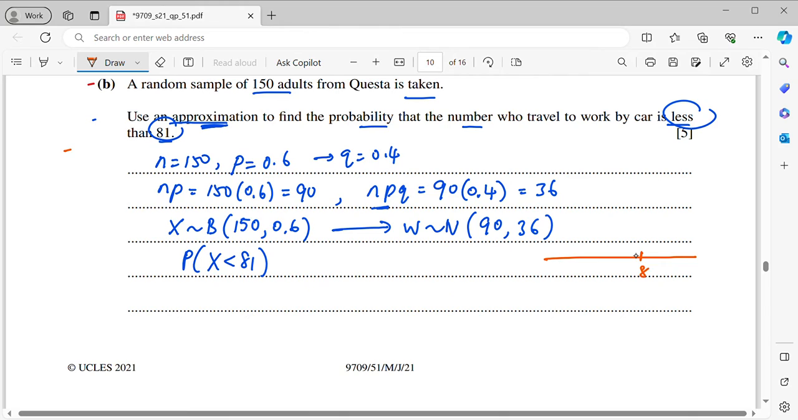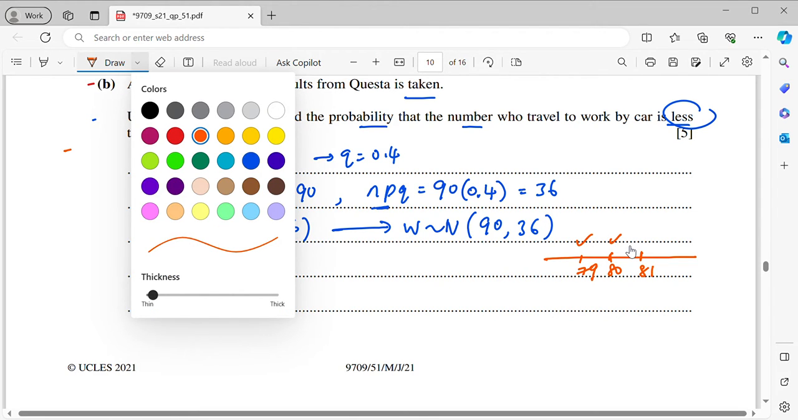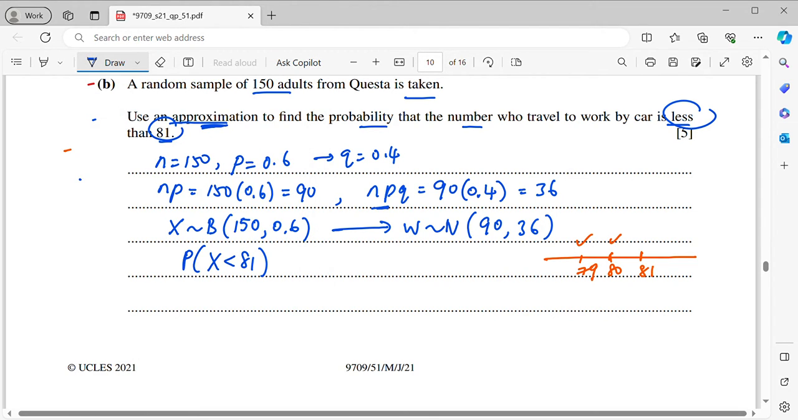So less than 81, it will be 80, 79, and so on. All these are my X values. But then for the continuity correction, you are just allowed to plus minus 0.5 from 81. That means it will be either 80.5 or 81.5.